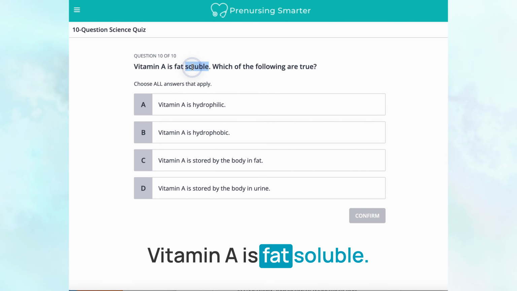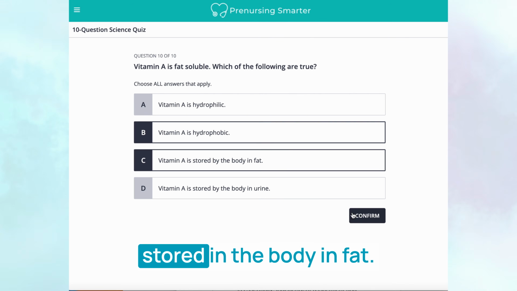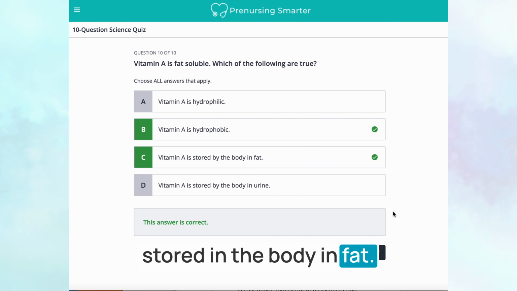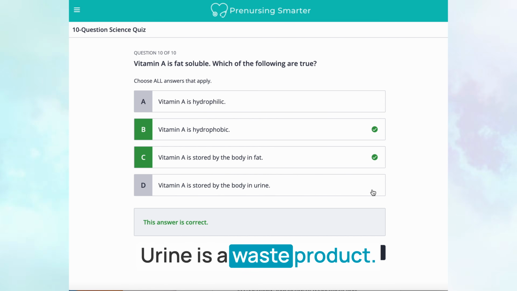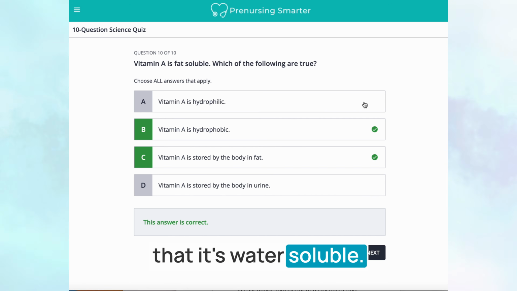Vitamin A is fat soluble. It is hydrophobic and stored in the body in fat. Urine is a waste product. It doesn't store anything. And hydrophilic would mean that it's water soluble. That is the end of this 10-question quiz.